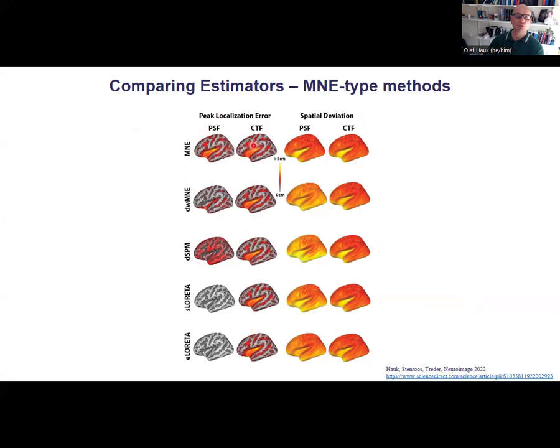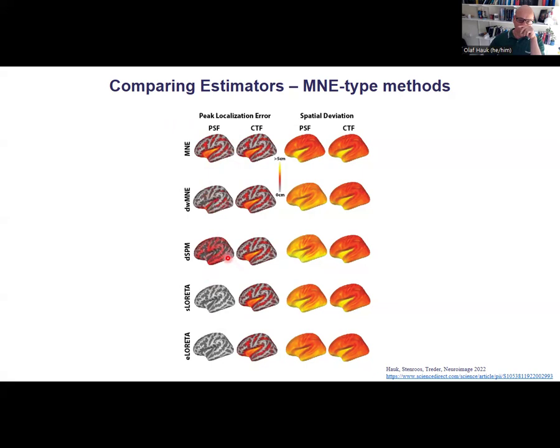So we compute these distributions vertex by vertex, and then we compute the peak localization error and we plot it. And we do that for the different methods like MNE, depth-weighted MNE, dSPM, sLORETA, and eLORETA. Not surprisingly, for MNE, for the point spread and crosstalk function, it's exactly the same because the two functions have exactly the same shape.